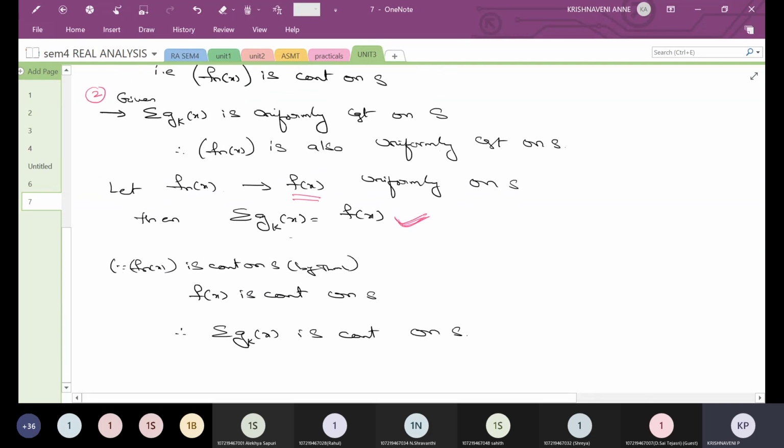Now coming to the third step: since Fn of x is continuous on S, by theorem 1, I can say that f of x is continuous on S. That means the right hand side is continuous, so definitely the left hand side, which is equal to f of x, is also continuous on S. Now write the second and third steps. If you have any doubt in any step, you can ask me.